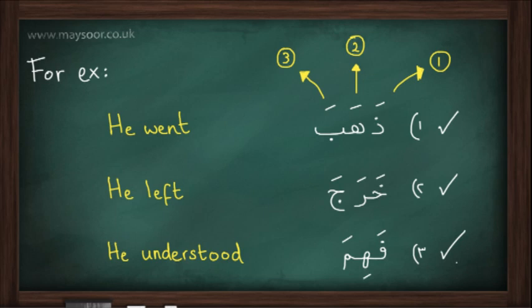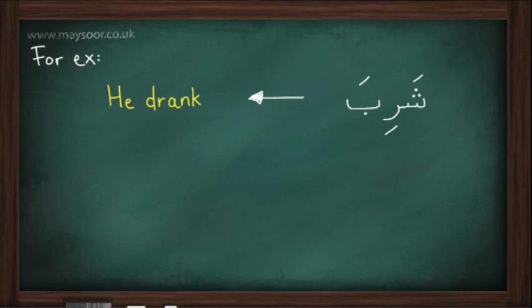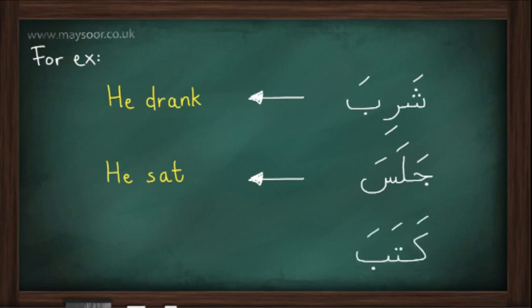It's important to note the root of a verb in Arabic coincides with the singular, masculine, third person, and the action of the verb in the past. For example, shariba means he drank. Jalasa means he sat. And kataba means he wrote.